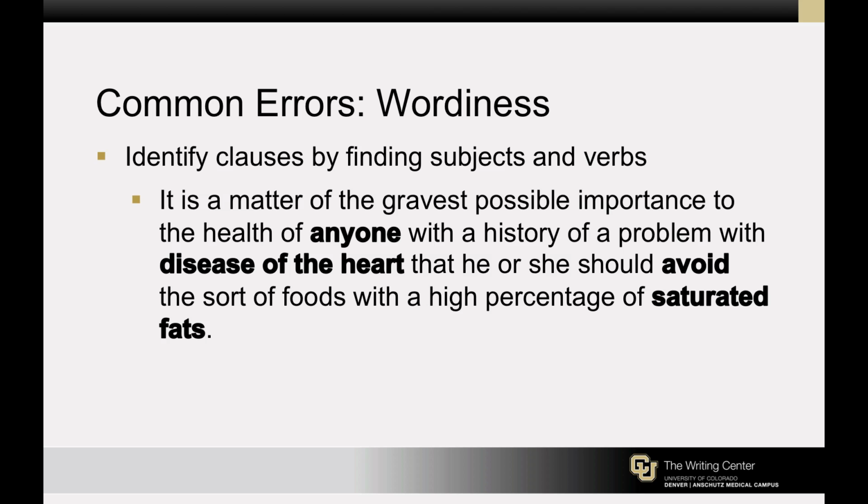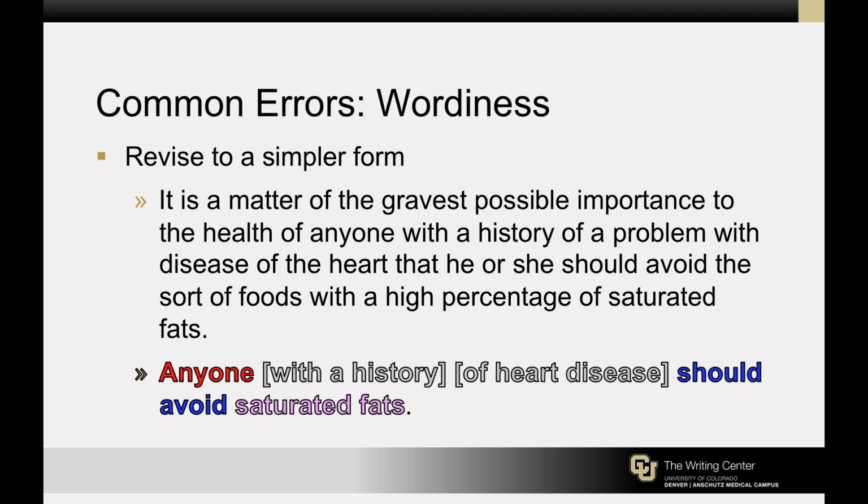Now that we have the key words and our main subject, let's reassemble them into a simpler, less wordy or confusing sentence. Stripped down to just those key elements, we get, "Anyone with a history of heart disease should avoid saturated fats." Notice that we have our actual subject, anyone, in the subject position. It's tied to a clear verb, should avoid, and we've only used 2 prepositional phrases, with a history and of heart disease. Compare it to the original sentence. Our new one is much simpler, and yet it expresses the same idea, just in a clearer way without all those extra prepositional phrases.